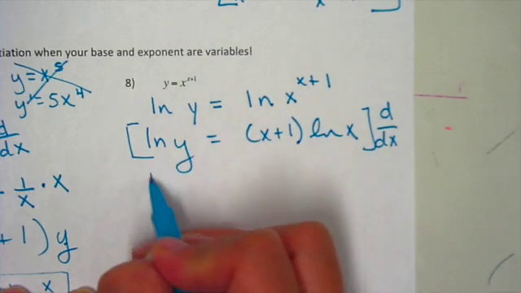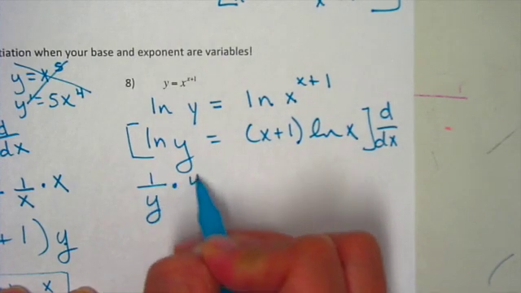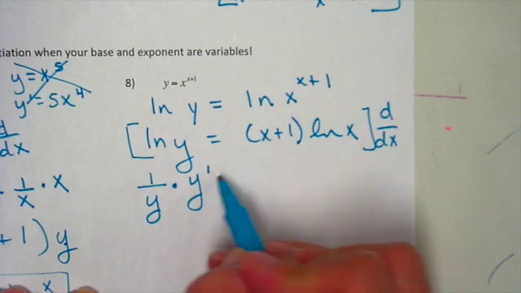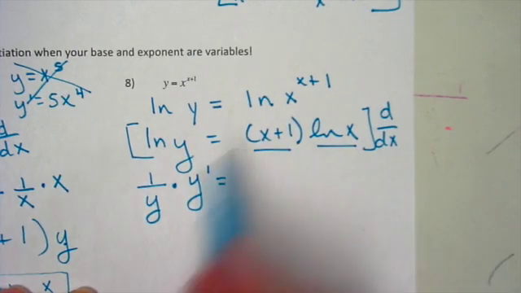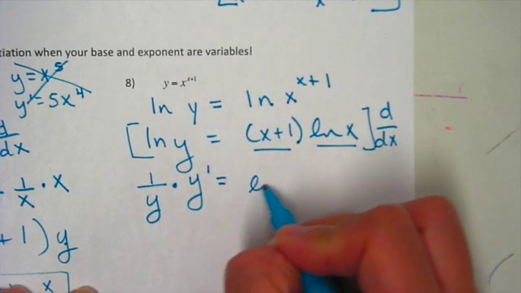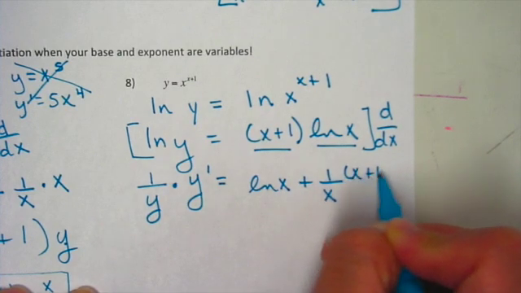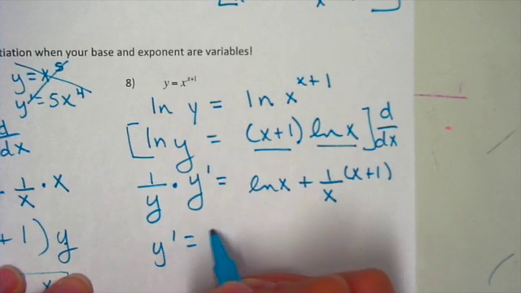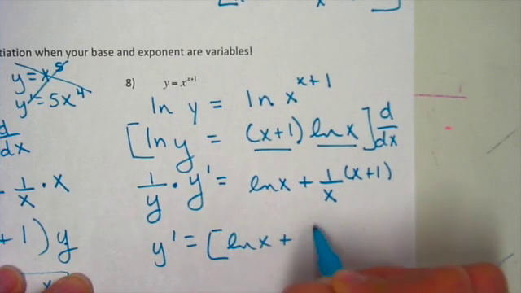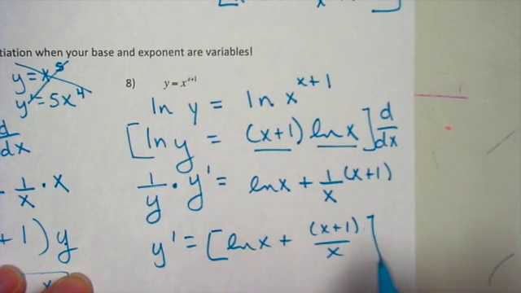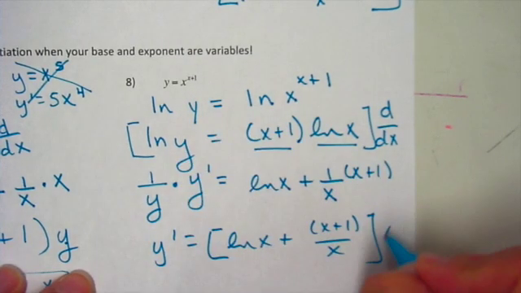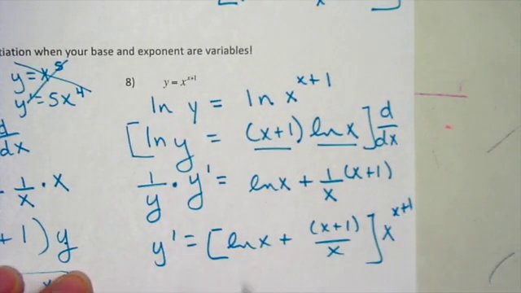I have 1 over y times dy dx, or y prime. I have to use the product rule here. Derivative of the first is 1 times the second, plus the derivative of the second is 1 over x times the first. Solve for y prime. And I'm just going to move that y over, and I'm going to do the substitution right away. So y is really this. So this is my answer.